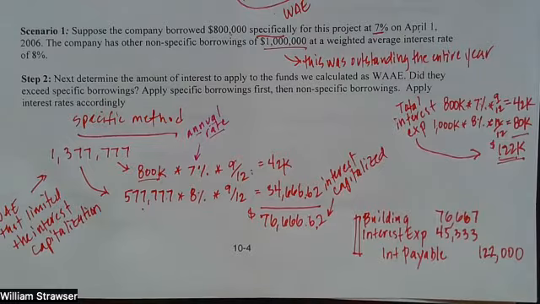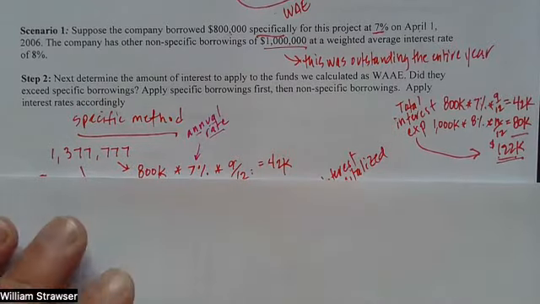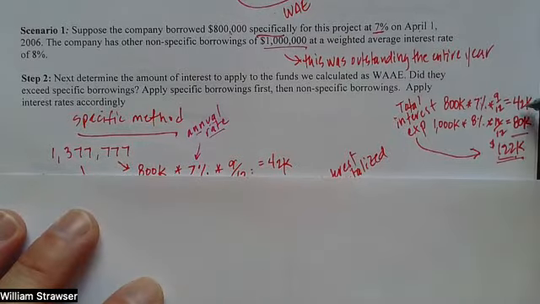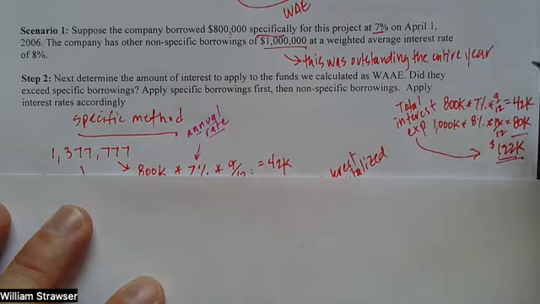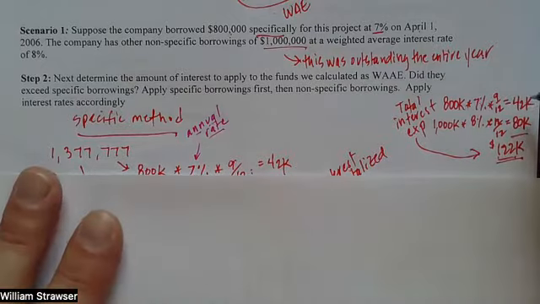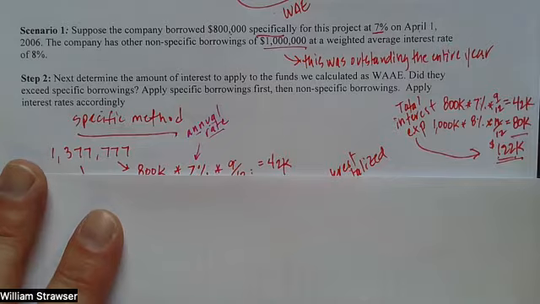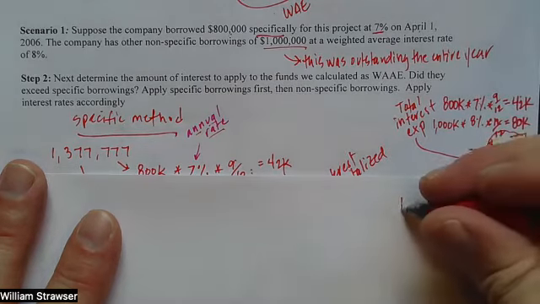Now, I kept mentioning the specific method. If we were doing the weighted average method, this is set up really nicely for me to invoke the weighted average, because the weighted average says, all right, don't worry about applying the specific borrowing first, just take the average of all your borrowings. What is their average interest rate? To figure out the average interest rate of all the borrowings, we know that separately, when we total them, they come up to $122,000 of interest expense.